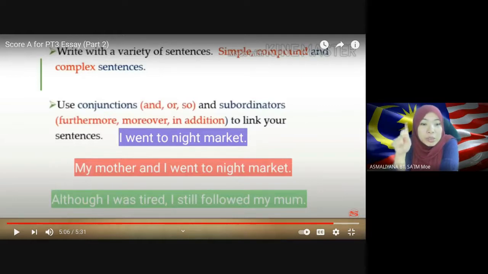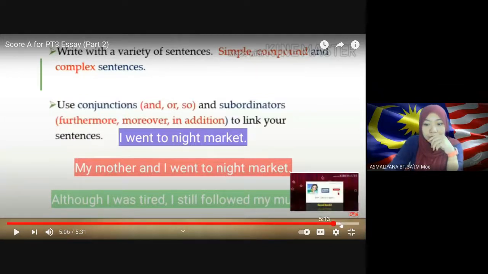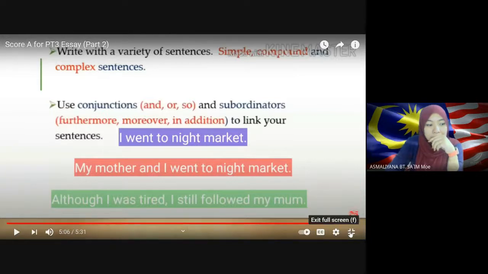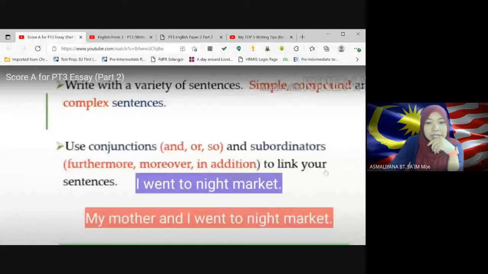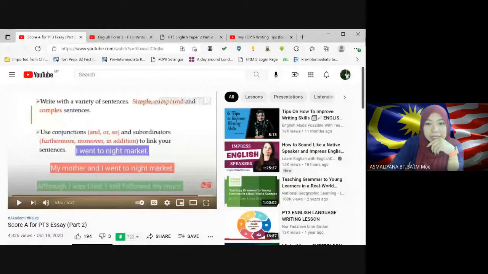Because you are applying conjunctions. Ingat tu, mesti ada conjunctions and subordinators ni. Furthermore, linkers ataupun kita panggil linkers. Furthermore, moreover, in addition. Okay, dah screenshot dah? Done? Okay, basically that is it untuk hari ni.